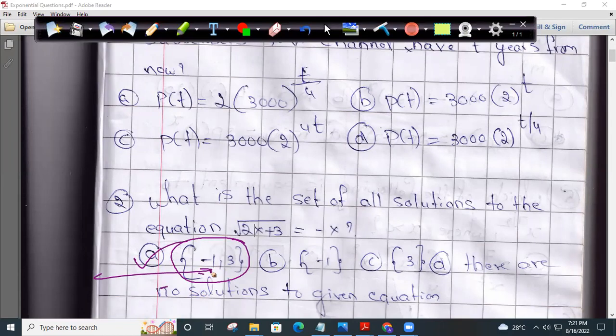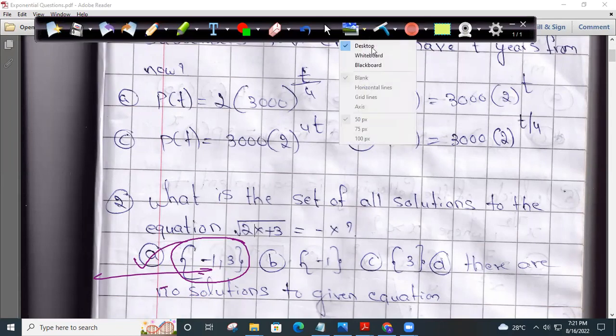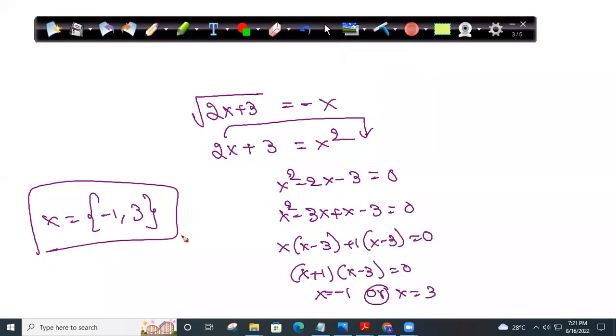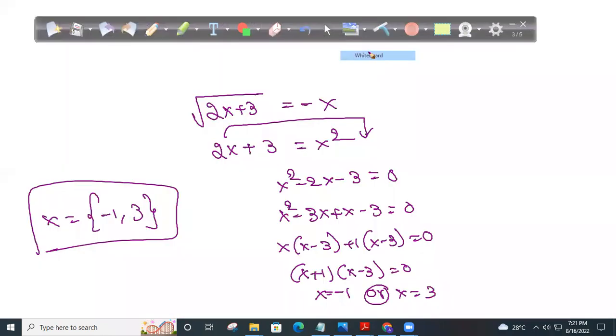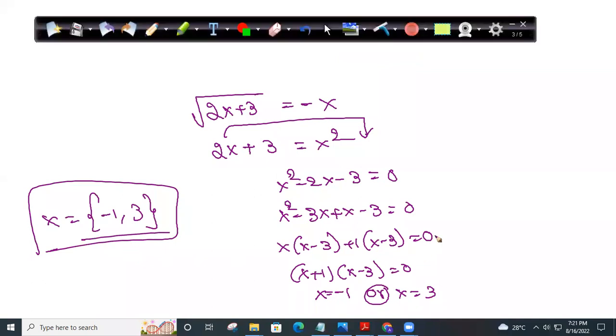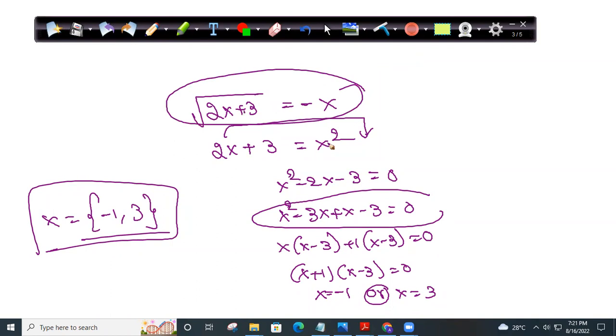So this is wrong. Then you might ask me, boss, you just did everything and you got minus 1 comma 3, how can you say this is wrong? Yes, this is wrong because the answer that I got here is the solution of this one. It is not the solution of this one. You are squaring, you are doing many modifications to that. So then how to find the solution of this?